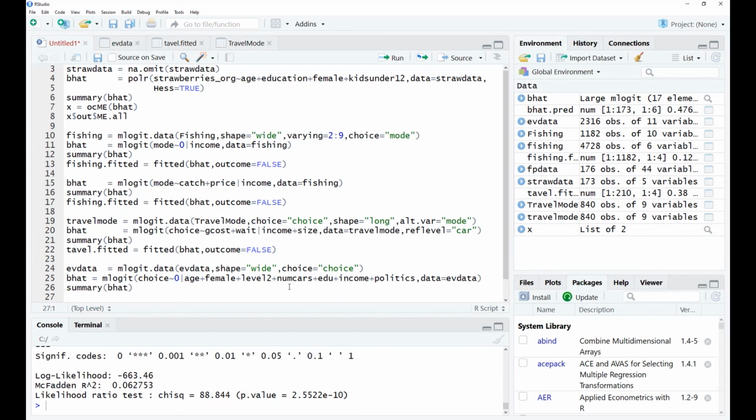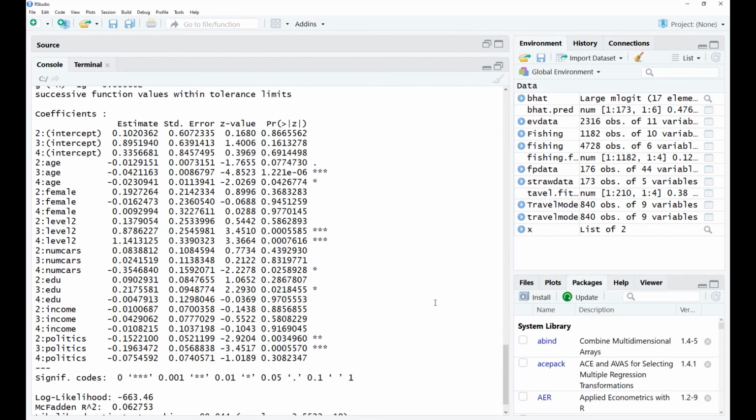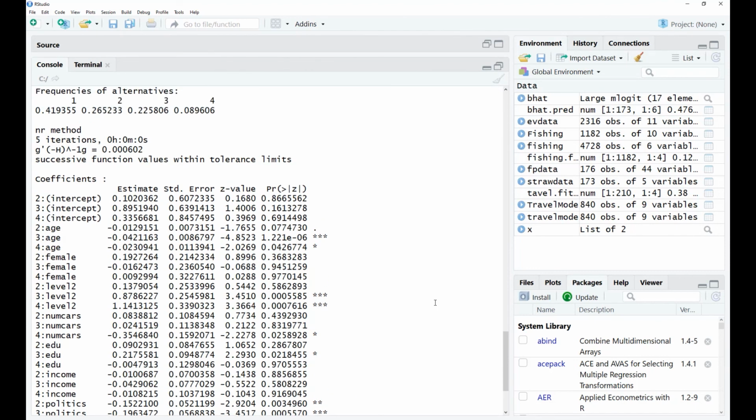Now note that the output here is very large. So note that this was a hypothetical choice set, in the sense that we did not observe what respondents actually purchased, but we gave them a hypothetical choice. In this case, 41 or 42% said that they would pick a gasoline car, 26% thought they are going to pick a hybrid car, 22% would pick a plug-in hybrid car, and 9% would pick an electric vehicle.